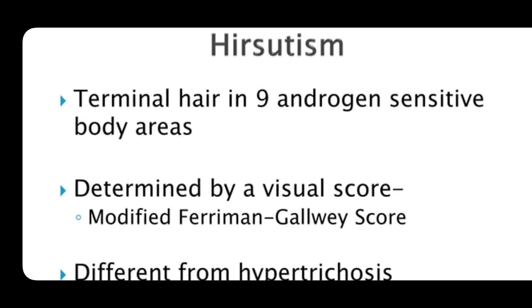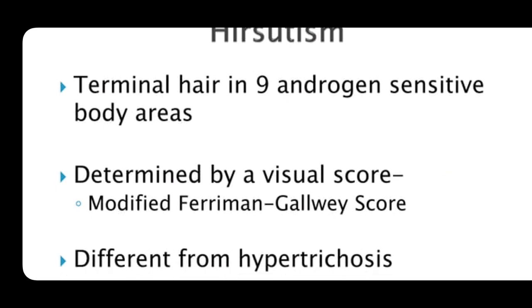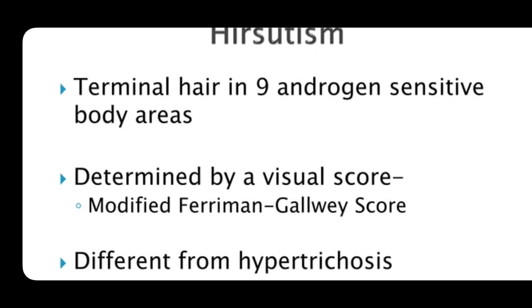It is determined by the Ferriman-Gallwey score. Hirsutism is differentiated from hypertrichosis. Actually, hypertrichosis can occur in both males and females, but hirsutism is always female. In a female, there is male pattern hair growth. Hirsutism means in a female there is male pattern hair growth, that is, in the areas where a male has more hair growth, like beard and moustache, if a female gets growth in those places, it is called hirsutism.